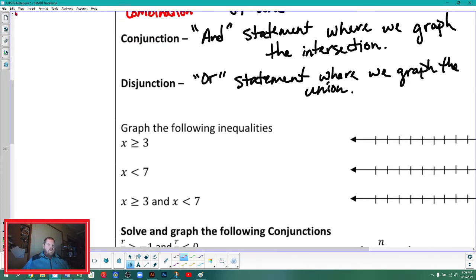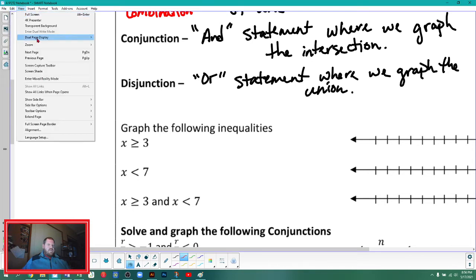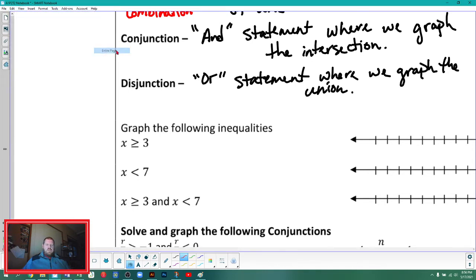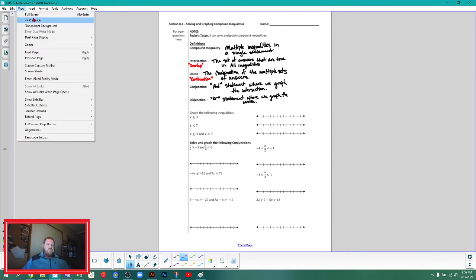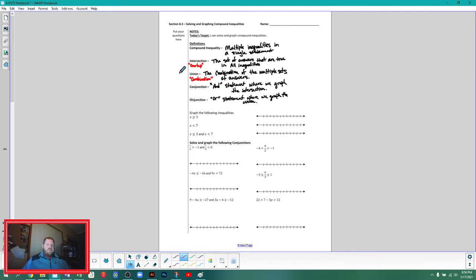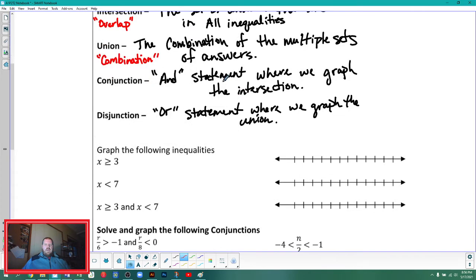I guess this is the part that's kind of messing me up a little bit. We're zoomed in a little much. Nope, not that one. Here we go. Page width.